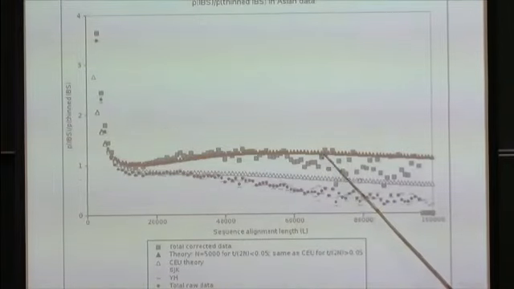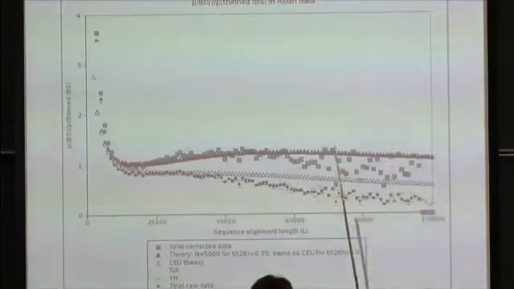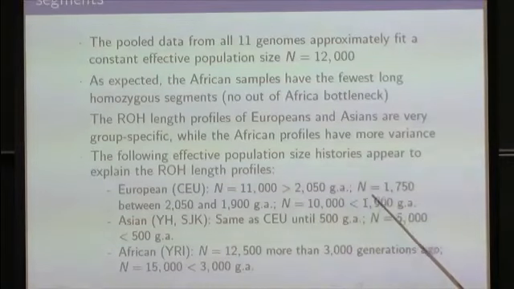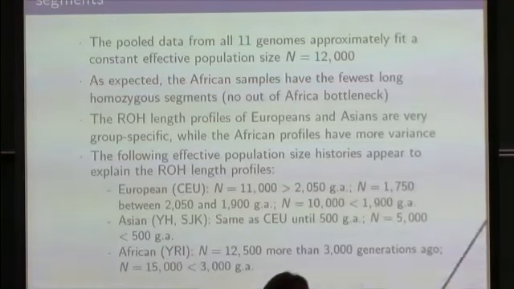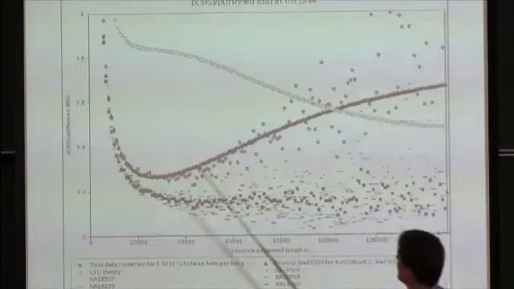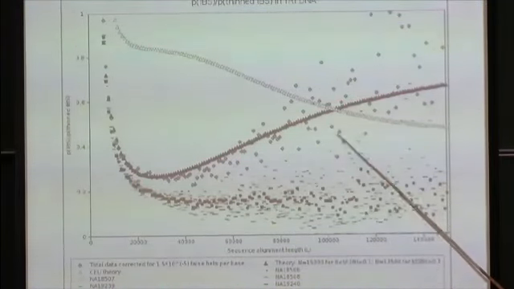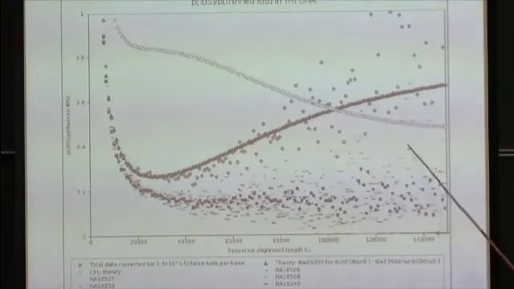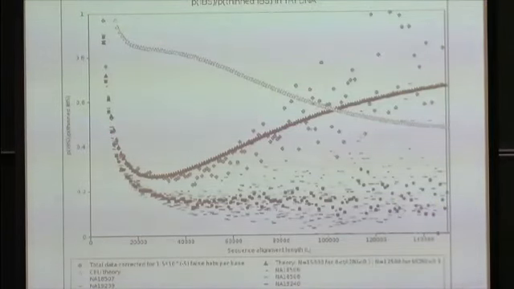And you can be more confident there, because there's an extra bottleneck more recently, 5,000 years ago, in the Asian model. So the Europeans had a bottleneck about 2,000 generations ago. The Asians were the same until 500 generations ago, and then they had a subsequent bottleneck. And then the Africans are this case. These are African data. These are corrected African data in gray diamonds. That's the African model. That's the Europeans on the same scale. So they're quite different. You get quite different kinds of behavior.